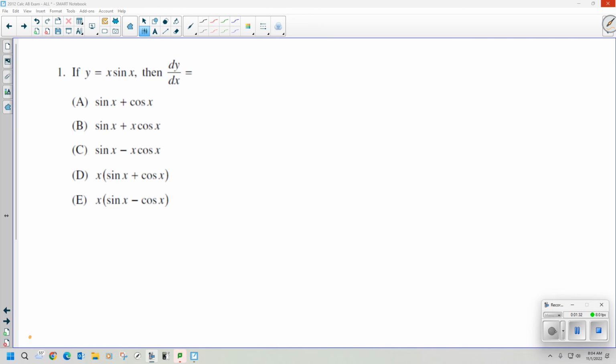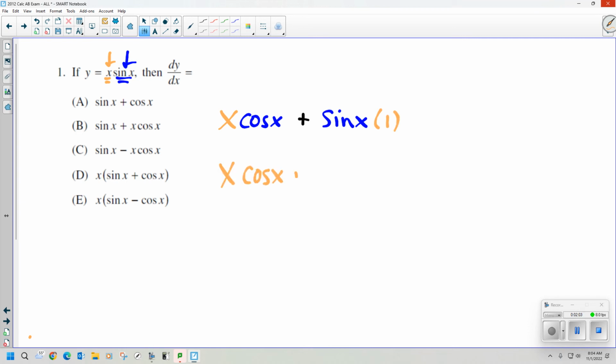Number 1, if y equals x sine x, then dy dx is equal to... Great first problem, just testing your derivative knowledge. Product rule: it is the first times the derivative of the second, which is cosine of x, plus the second times the derivative of the first. The derivative of x is just 1. So when everything's all said and done, x cos x plus sine x. And if we did that correctly, it looks like it is choice B.